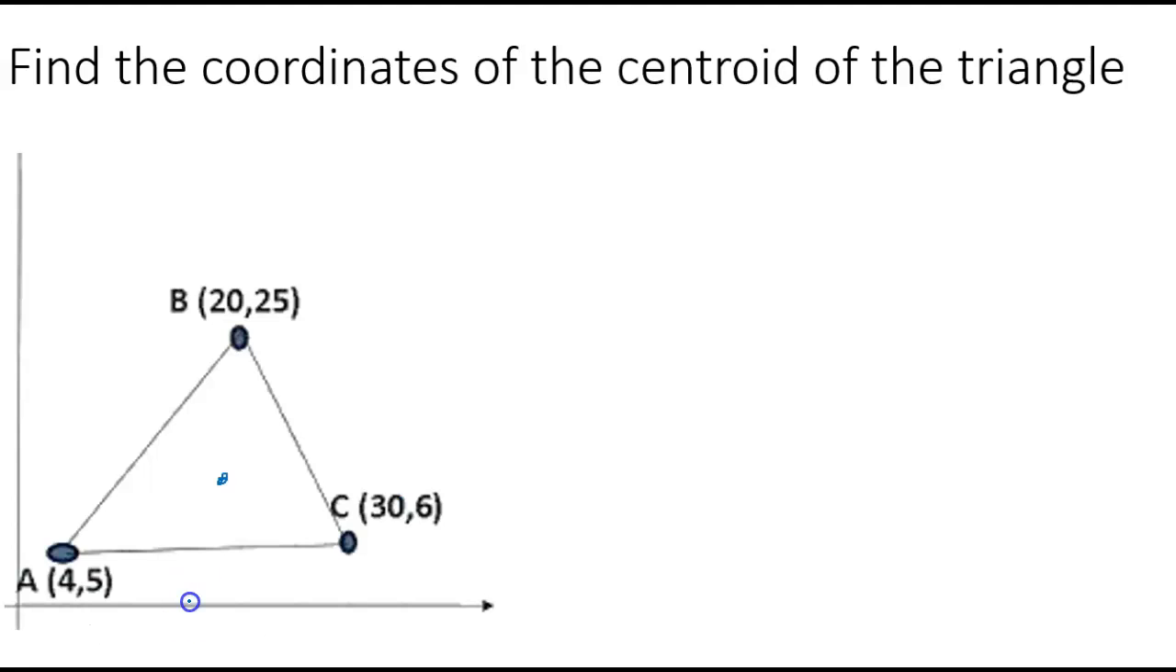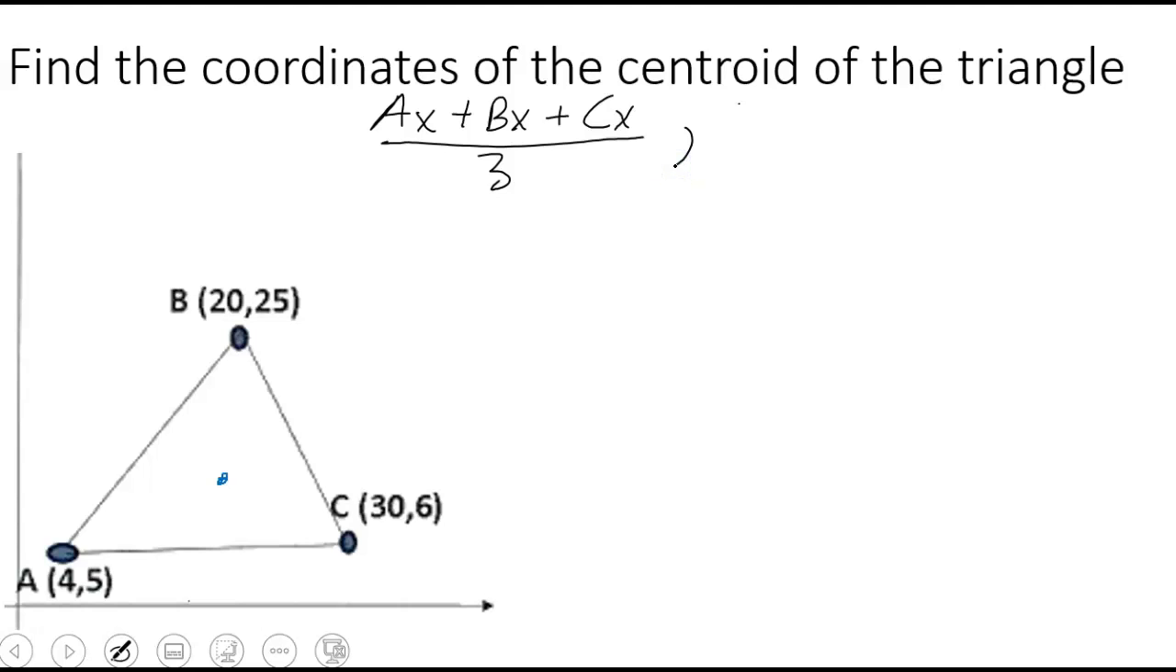So, just for the sake of formula, I'll write point A, this is xy, xy, xy. So I would do x at A plus x at B plus x at C all over 3, comma, same thing, y at A plus y at B plus y at C all over 3. And that will give us the ordered pair.